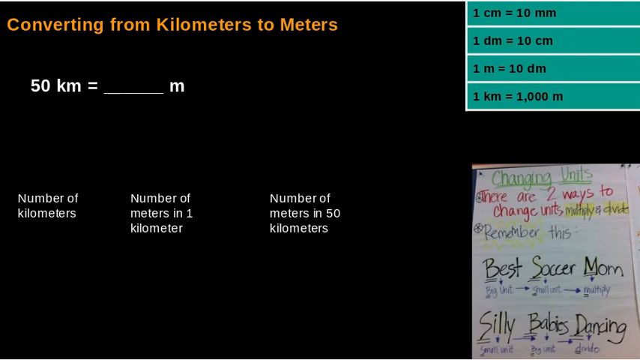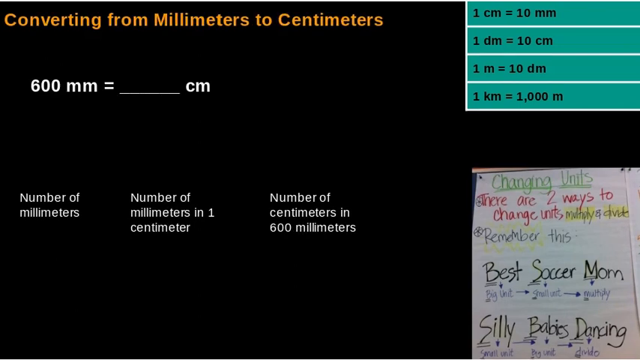All right. Okay, let's try out one more example. How many centimeters can you find in 600 millimeters? So the first step, look at the two units, millimeters and centimeters. What is the relationship between them? You go to your table. That's what we have here in the first row. 1 centimeter equals 10 millimeters.